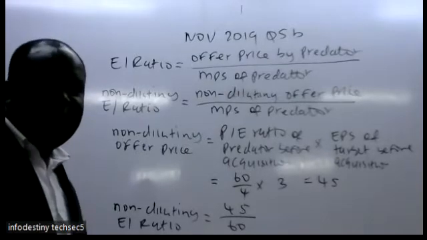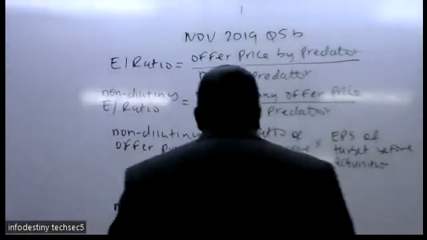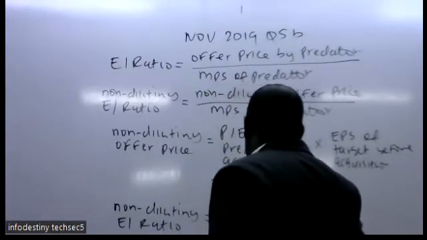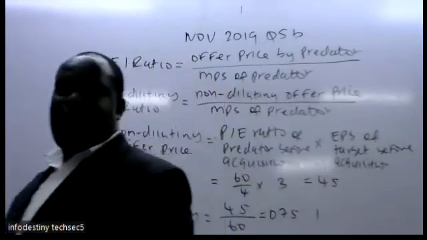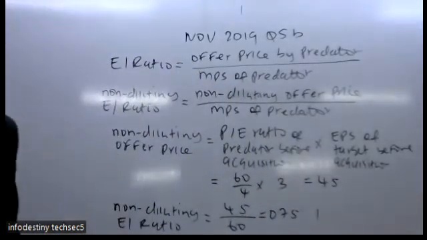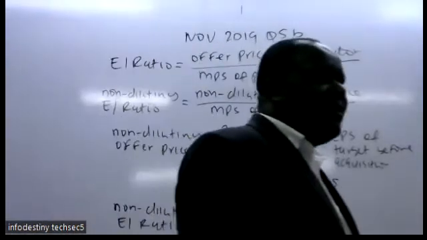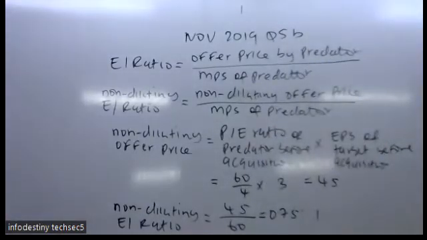So it should be 0.75 to 1 like that. It will be 0.75 is to 1. And I had shown you that fraction using the formula ABC. So we get it in terms of the shares.